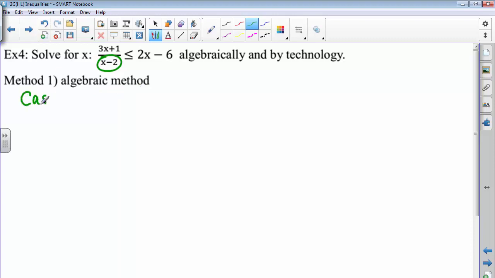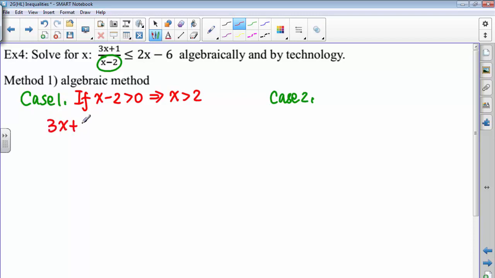So we want to get rid of the denominator. Like example 3, I have two cases. Case 1, if the bottom x minus 2 is positive, which means x should be values greater than 2. Then I multiply both sides by a positive number, I can keep this inequality sign. This time, on the right side, it's 2x minus 6 times x minus 2.